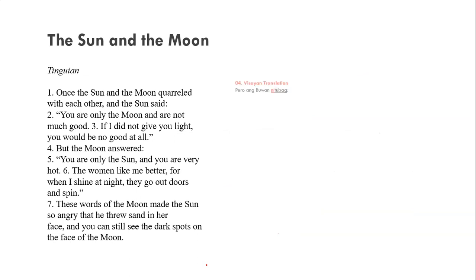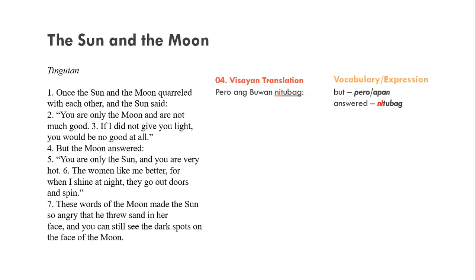And for the fourth sentence: But the moon answered, pero ang buwan nitubag. Oftentimes in Cebuano, people say buwan instead of bulan, but bulan is also fine. But here, pero, and you can also use apan. Sometimes people use apan in saying but in Visayan. And answered is nitubag. Sample sentence: Gamay ra ilang kwarta, pero malipayon sila.